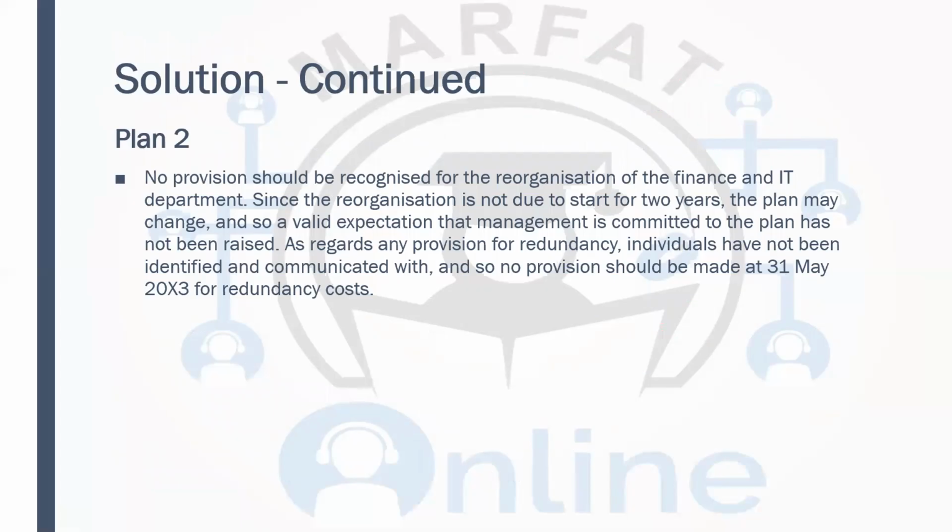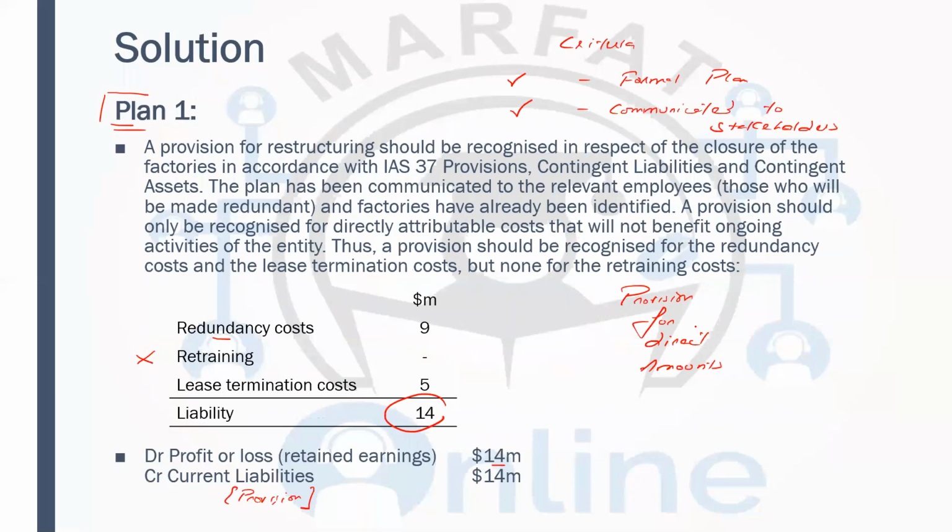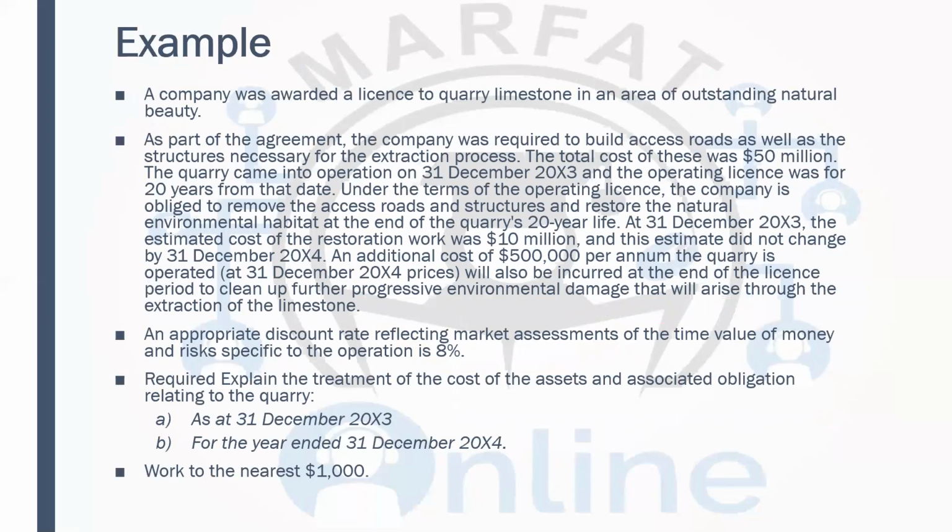Now you have plan 2. This will not start for 2 years, and so that means there's no formal plan, there's no evidence that the employees are communicated. So no provision should be recognized for plan 2, because it was clearly mentioned in the question that it does not commence for 2 years, and no evidence that the people have been communicated. They have just a general criteria that 20% of the finance staff are losing their job. Now, who are those 20%? Are they communicated? No, this is a general criteria. So plan 2 does not meet the definition of IAS 37 for creating the provision.